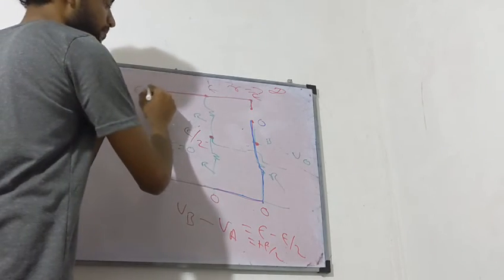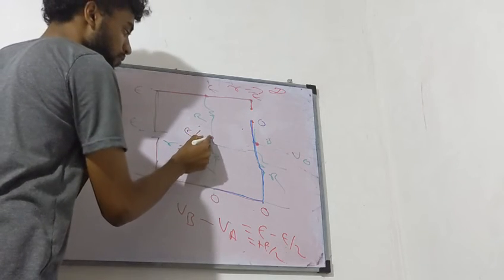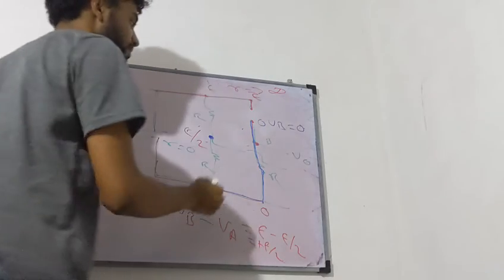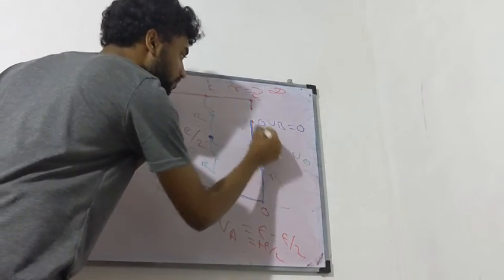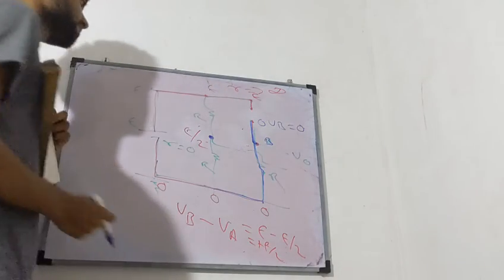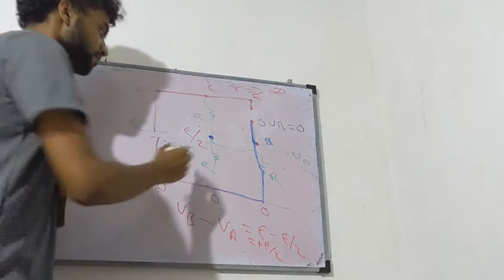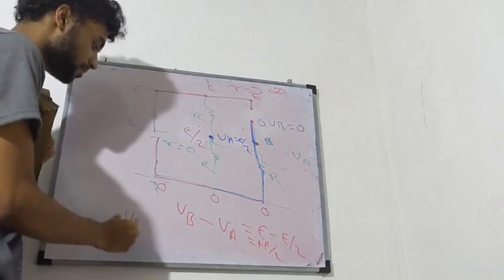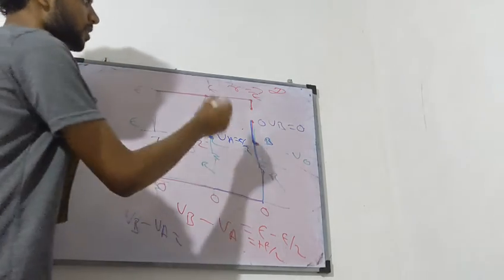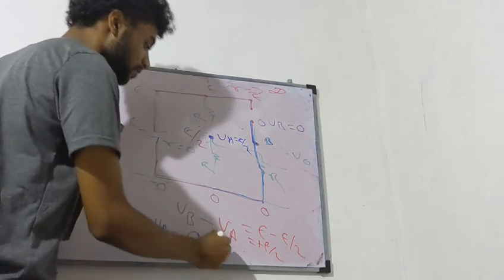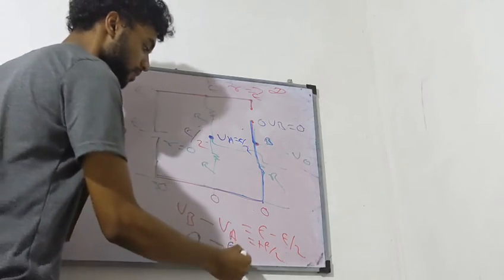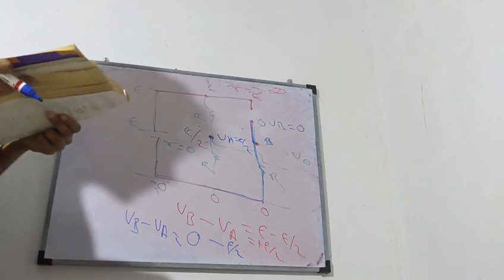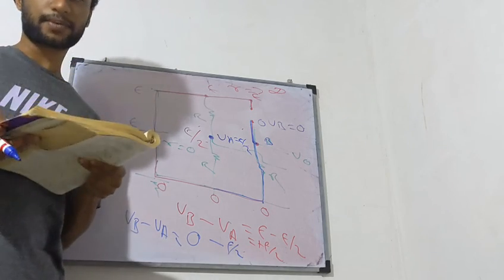Therefore, this is going to be E, and E upon 2 is there. Therefore, VB is going to be 0. Can you see that? VB at point B is going to be 0. But VA is going to be still E upon 2. Therefore, VB minus VA: VB is 0, VA is E upon 2. Therefore, we get VB minus VA equal to minus E upon 2. Therefore, the answer that matches with this is the first one. I hope it's clear.